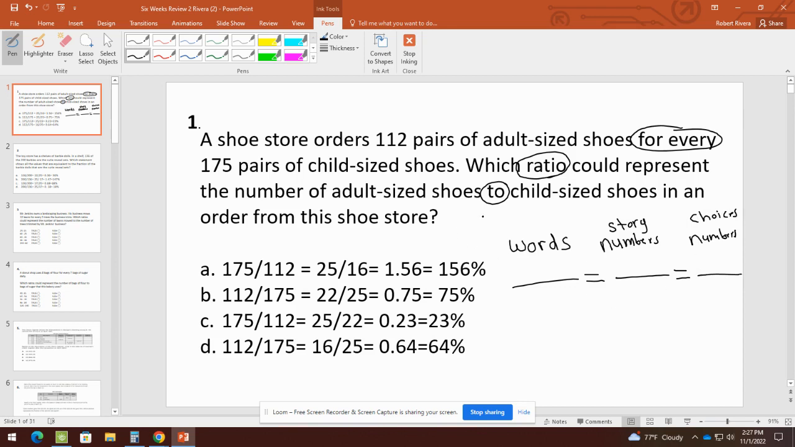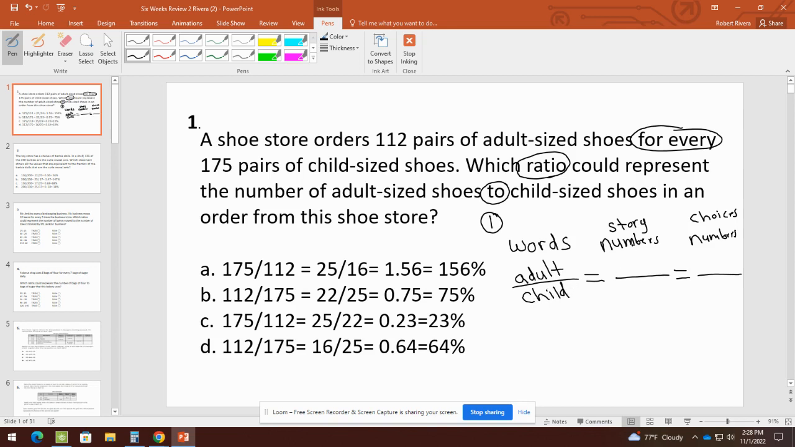This is like number one from your homework journal. That's why I'm doing this. We did it in class already. This is for the kids that were absent or lost, like the movie Lost. Okay? Words. You see the word to? It says adult size. So adult will go on the top because it came first. Adult. And then child, after the word to, it came second. So I'm going to put child on the bottom.